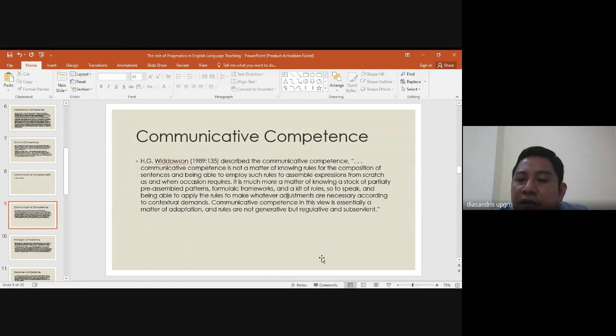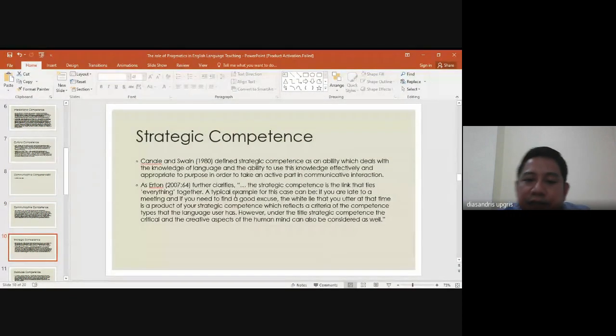Okay, and this communicative competence, in this view, is essentially a matter of adaptation, and the rules are not generative but regulative and subservient. It means that while we do not know about the grammar or the syntax, whatever the form, the point is you know the context, you know how to produce your sentence, you know how to produce your message, right? That is what is meant by regulative. But that is not generative. It means that while you speak to foreigners or Western people, you worry about the grammar. Grammar betul apa enggak? Grammar kayak salah dan seterusnya. Nah, itu generative. Okay.